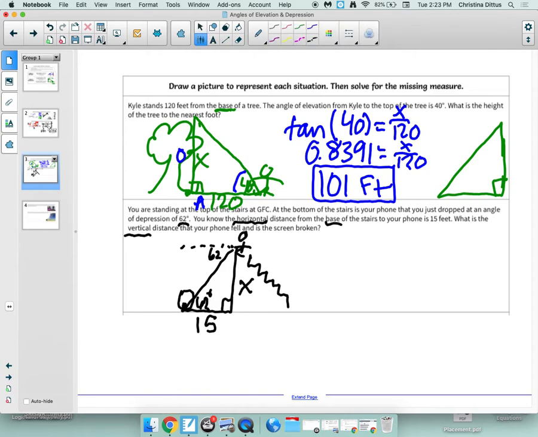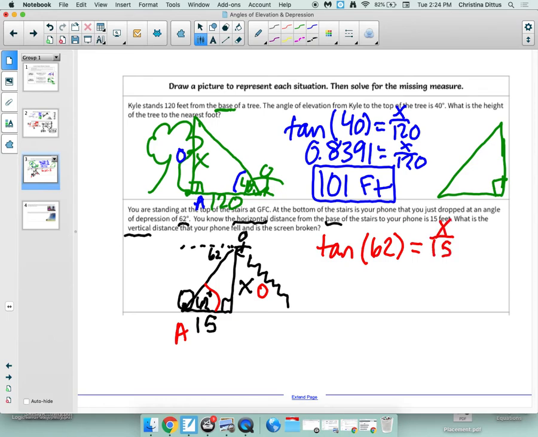Alright, so now we gotta figure out SOH CAH TOA. Who thinks they know? TOA. X is my opposite. 15 is my adjacent. So I've got the tangent. So I take the tan of my angle, 62. And then do I have 15 over x or x over 15? X over 15, good.